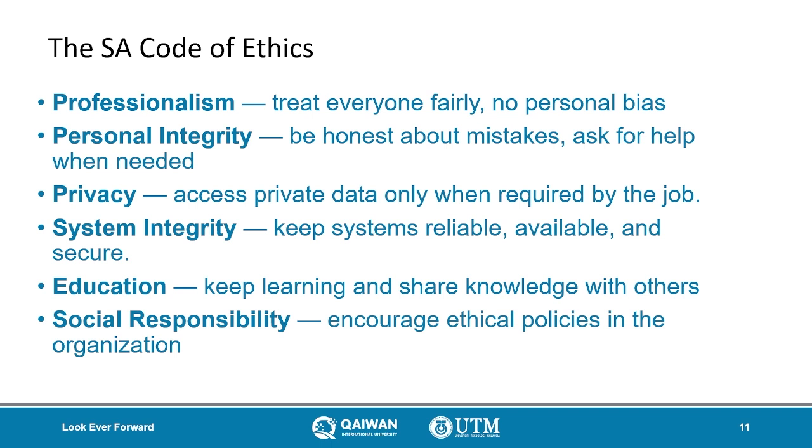Professionalism is to treat everyone fairly, without personal bias. Personal integrity: be honest about mistakes, ask for help when needed. Now, privacy: access private data only when required by the job, not anytime you like to do it. System integrity keeps the system reliable, available, and secure for the end users or for those users that are using the system. Otherwise, your job will be gone.